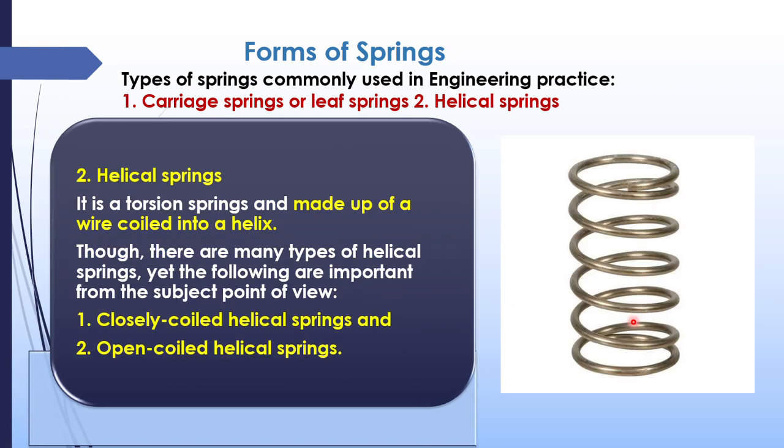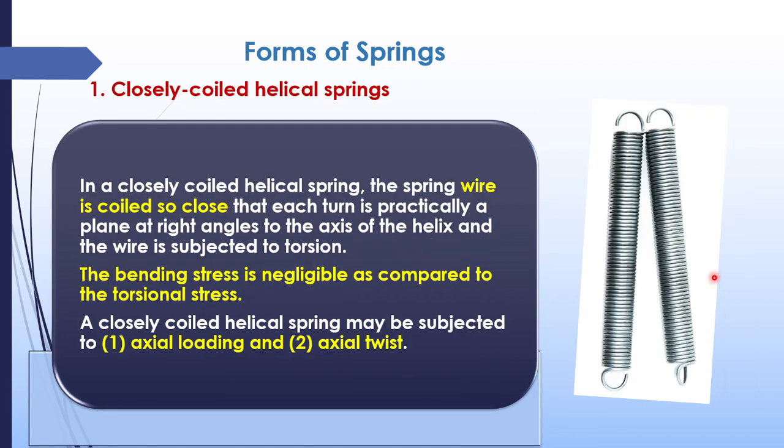The second thing is the helical spring. A helical spring is in the form of a helix. They are of two types, closely coiled and open coiled. This is an example of an open coiled spring, and this is close coiled. We'll move on to close coiled helical springs first.